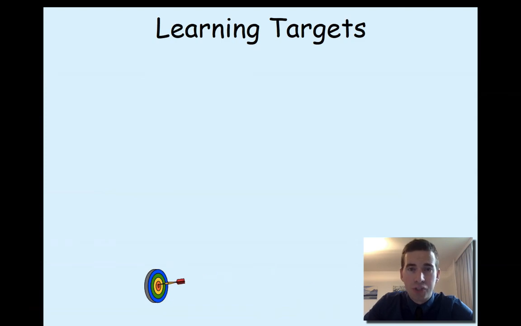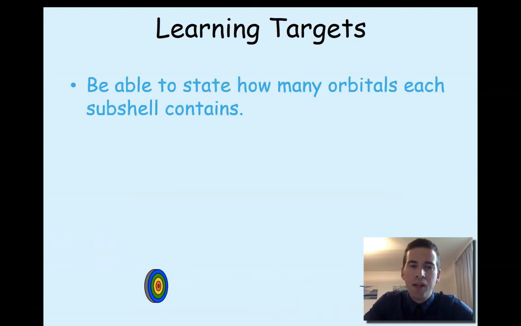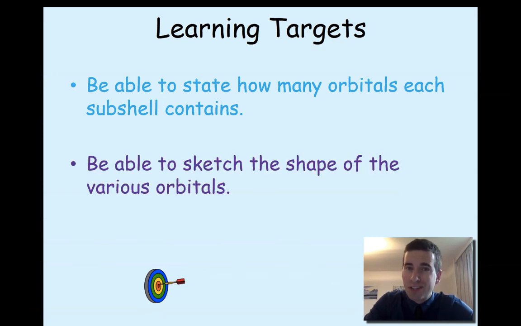So quite a short video, just introducing the shapes. So hopefully you can now state how many orbitals each subshell contains, the S, the P and the D, and you should know the shapes. And hopefully with a little bit of practice you will be able to draw each of the orbitals we have looked at.